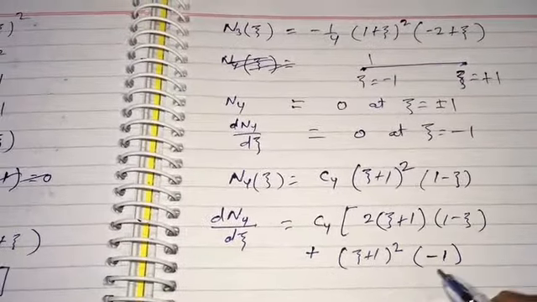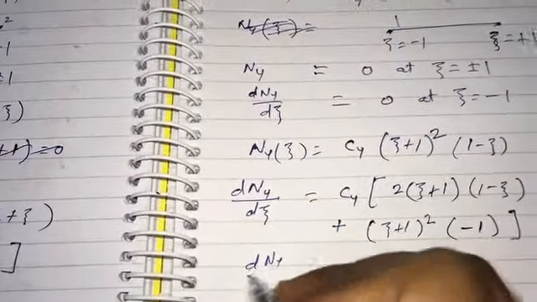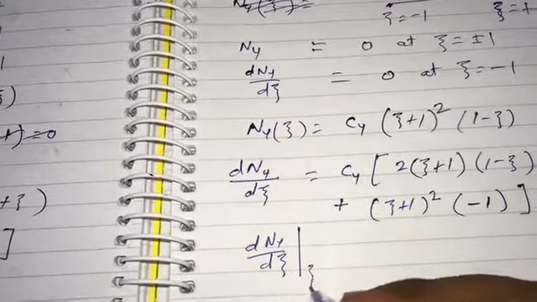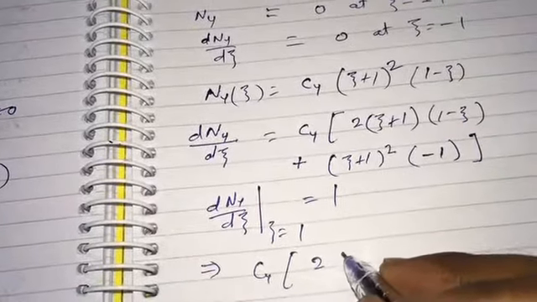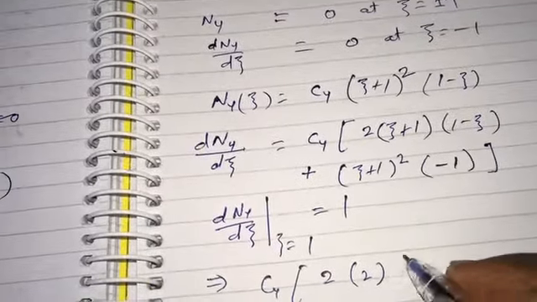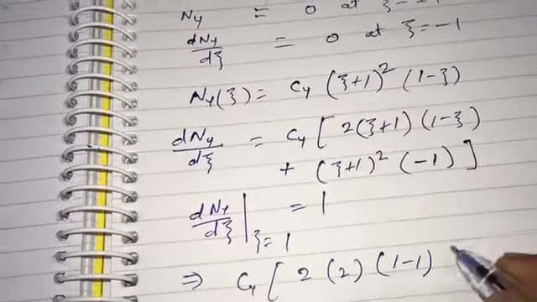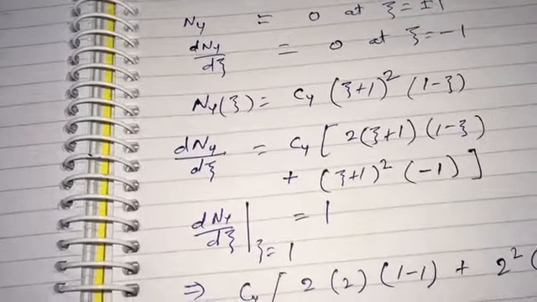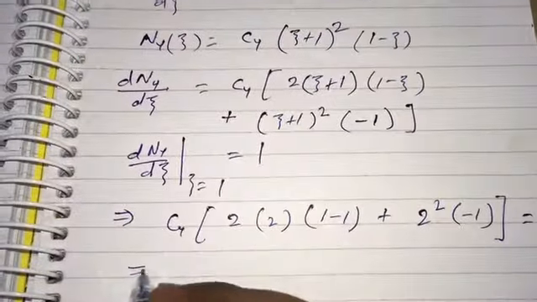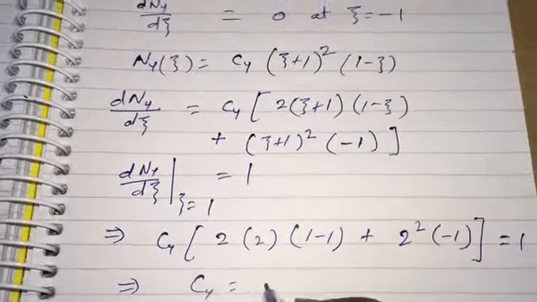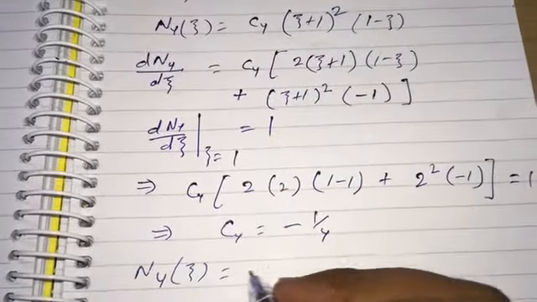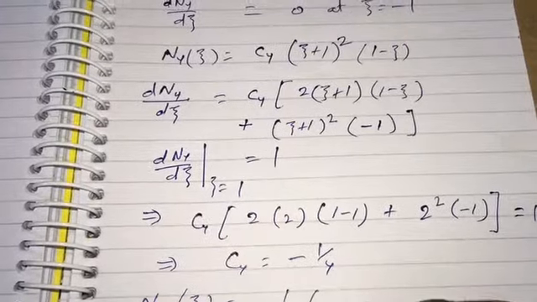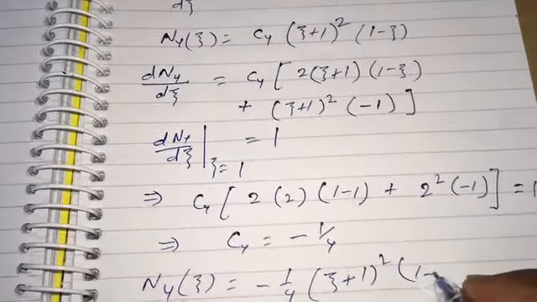Okay, this has to be dn4 d xi at xi equal to plus 1 has to be equal to 1. Okay, and that really means C4 times 2 plus 2, then 1 minus 1, so this becomes 0, plus 2 square minus 1 is equal to 1, and that makes it C4 equal to minus 1 over 4, and hence n4 xi equal to minus 1 over 4 xi plus 1 square 1 minus xi.